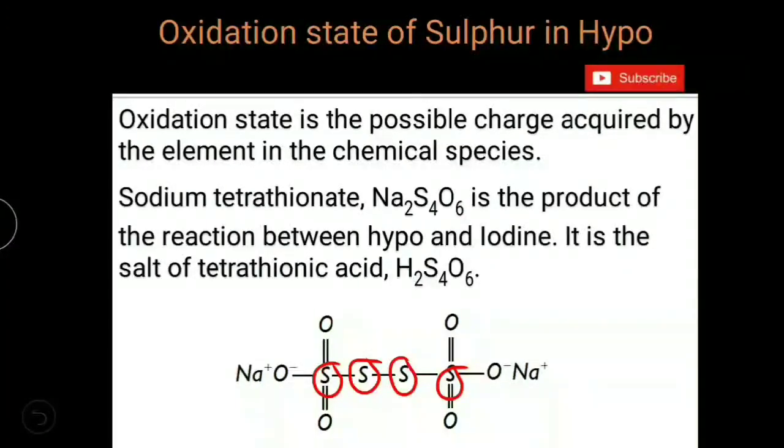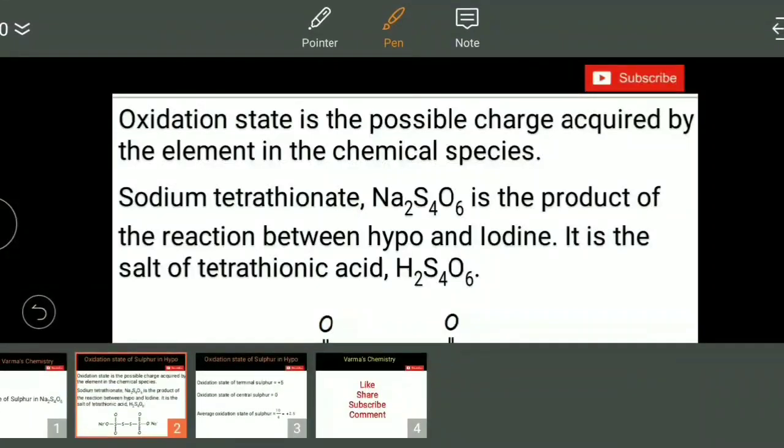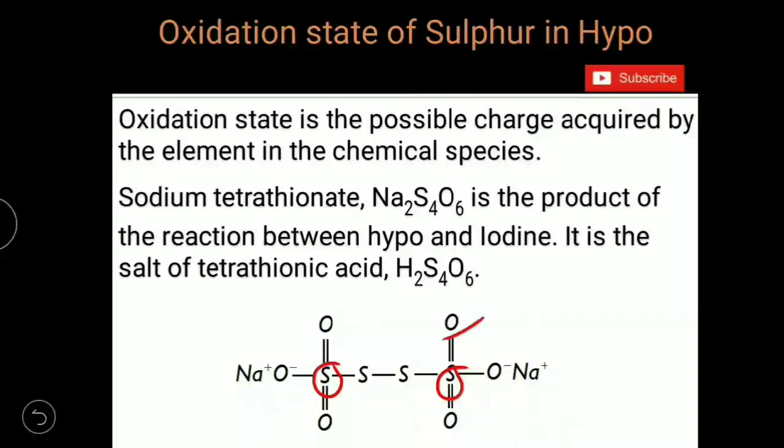And if you see these central sulfur atoms, each central sulfur atom is bonded to 3 oxygen atoms. Oxygen is a highly electronegative atom. It has a tendency to withdraw electrons from the remaining atoms. So overall, how many electrons can these 3 oxygens withdraw from the central sulfur? You got 5 bonds between the central sulfur atom and 3 oxygens: 2 double bonds and 1 single bond. So these 3 oxygens can withdraw 5 electron pairs from this central sulfur.